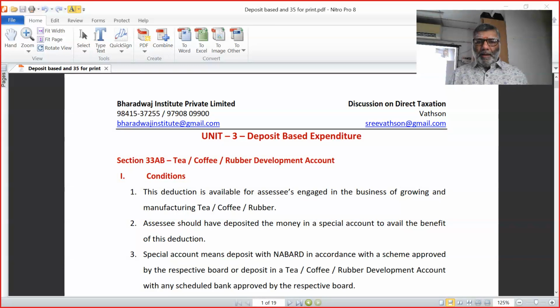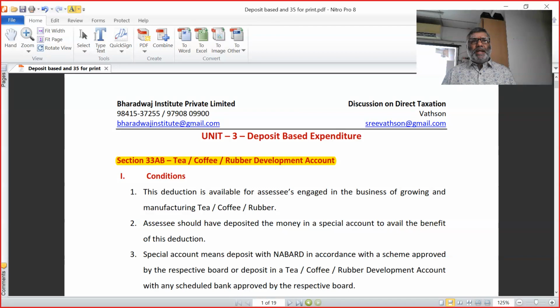We start with section 33AB. Tea, coffee, rubber development account. That is the name of the account in which the deposit is going to be made. So it is for three sectors: plantation sector, tea, coffee, rubber.